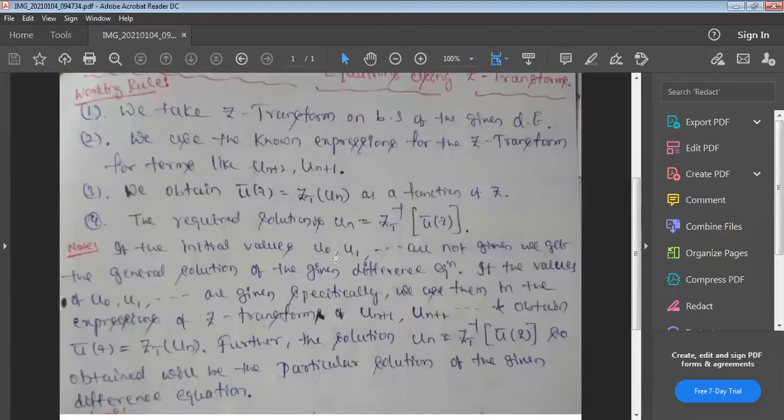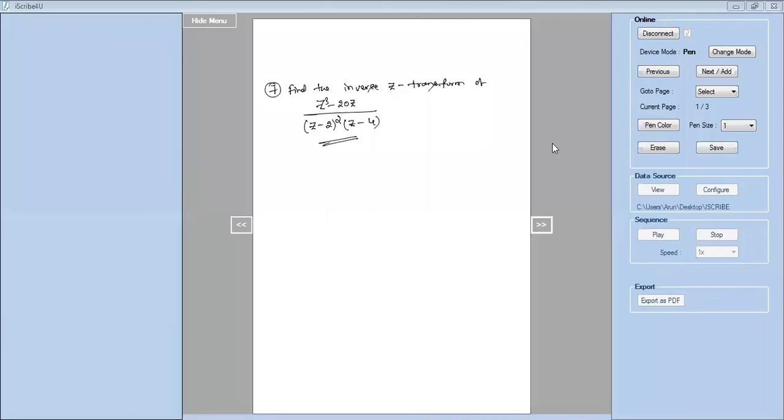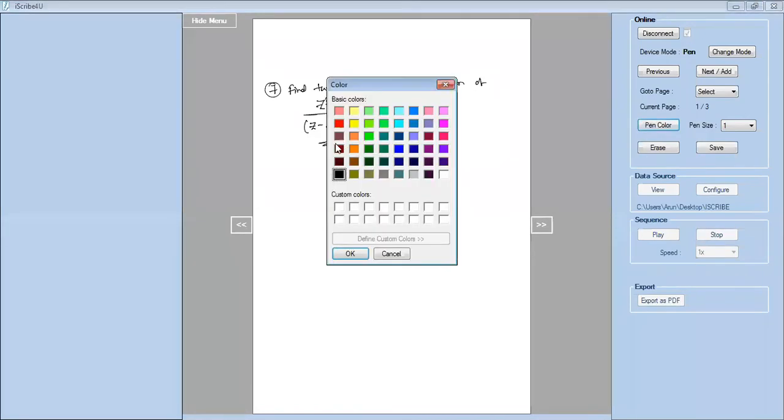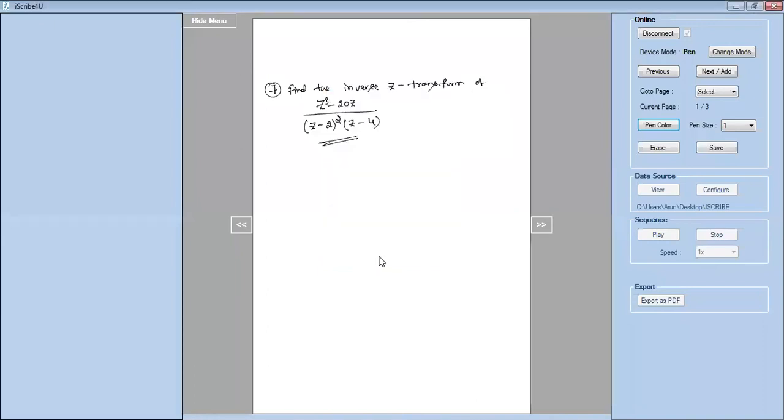So let us understand this with a particular example now. Before starting, I'll give two notes: the expressions for Z transform of u(n+1) and Z transform of u(n+2). I'll write them first. Note, the first one, the Z transform of u(n+1). Just a minute, I'll give a formula list.